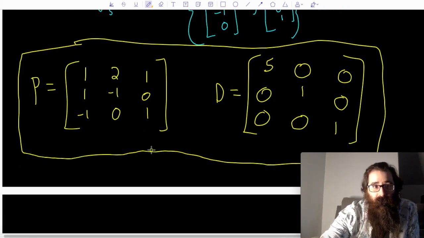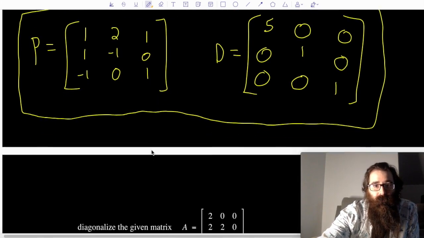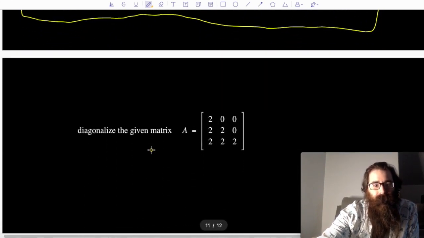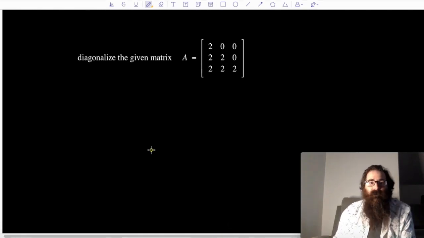Looks really good. Very pleased with how that worked out. We got it. Take a look at one more example diagonalizing.